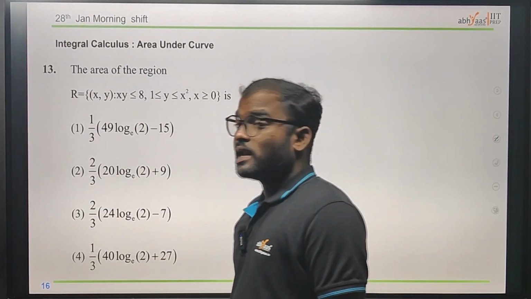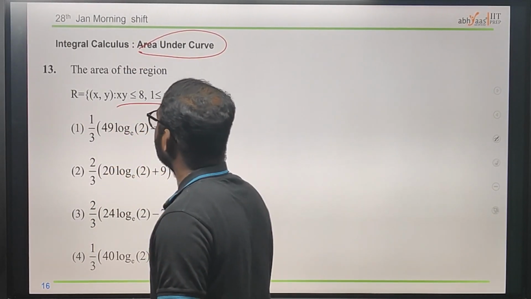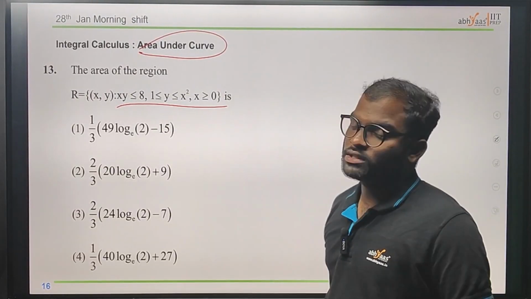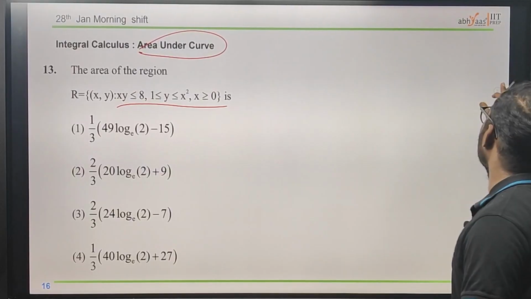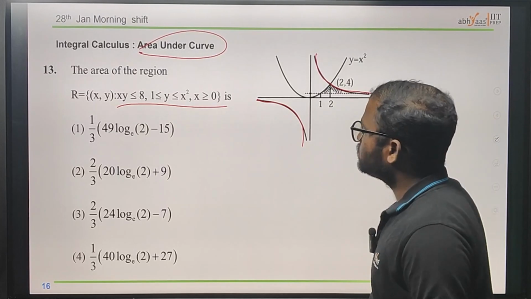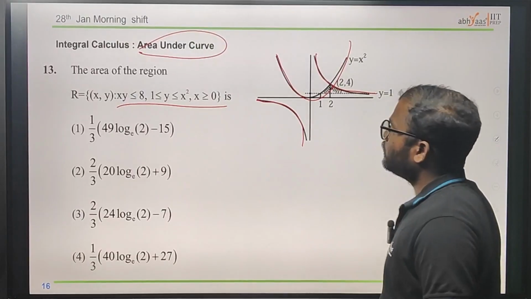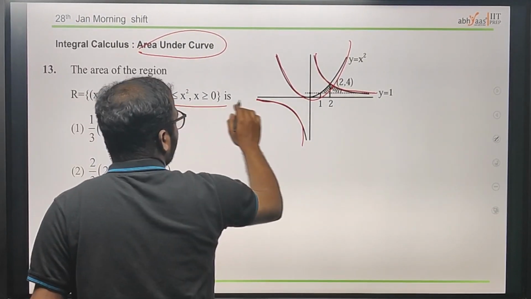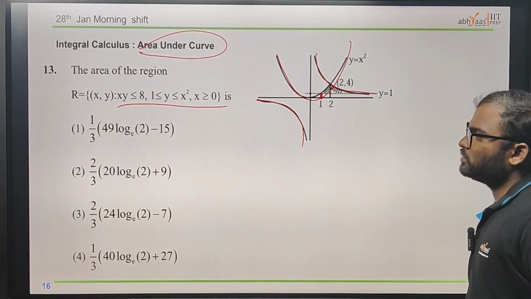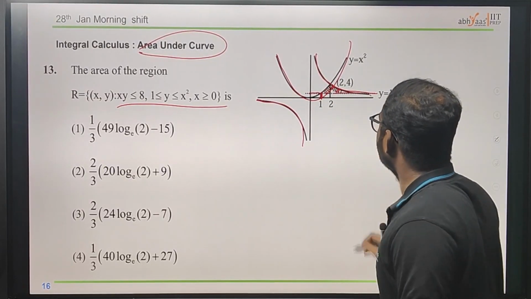Now integral calculus using the area under the curve. The given region is xy less than or equal to 8, and y is in between x square and 1, in the positive quadrant. Just observe that xy is less than or equal to 8, and we also have this upward parabola, and y equal to 1 here, and also x greater than or equal to 0. This is the region we have.